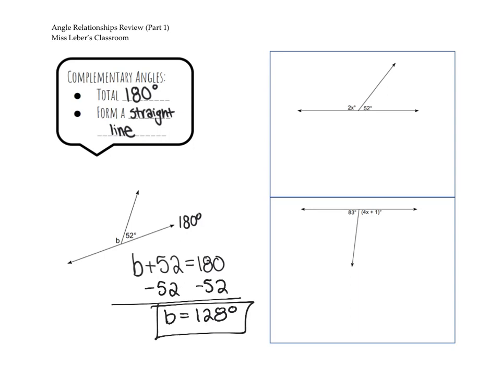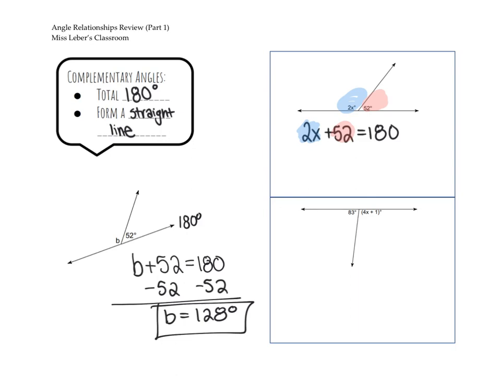I can see I've got my straight line, which means those two angles combined are going to equal 180 degrees. So my 2x plus my 52, those are my two angles, equals 180 degrees. Just in case you need a visual, the 2x is this piece of the pie right here, and the 52 is right here. When I combine those together, I get that straight line of 180 degrees.